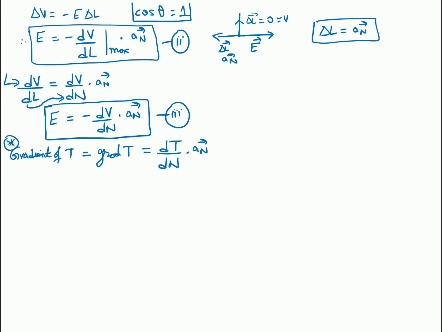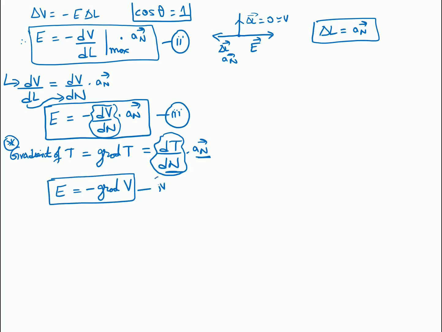So this is what the gradient is. Again, it means that the value of T is changing with respect to any distance in the direction of an, which is a unit normal vector. So I can say that my equation 3 can be written as E is equal to, since dV by dn is similar to dT by dn, minus gradient of V. So this is what I have done. I call this equation number 4.